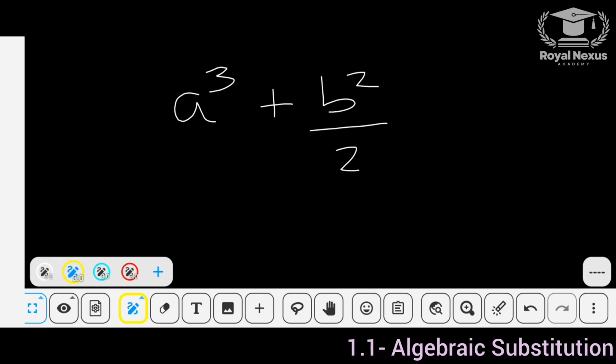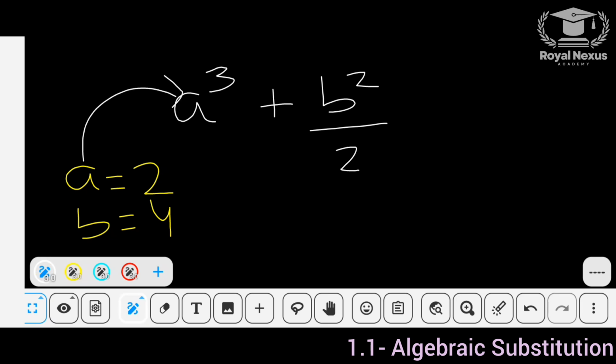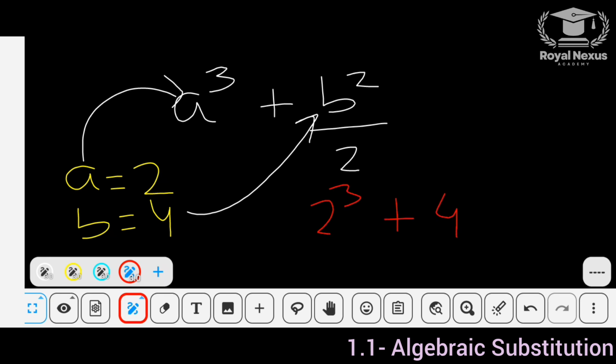Okay, so the value of a in this question is 2, and the value of b we can take as 4, right? So how can we solve this question? The first step is we just need to plug in the values, as I just told you before. The value of a as 2 in here and the value of b as 4 over here. So it will be 2 raised to the power 3 plus the value of b is 4, 4 raised to the power 2, the whole upon 2.